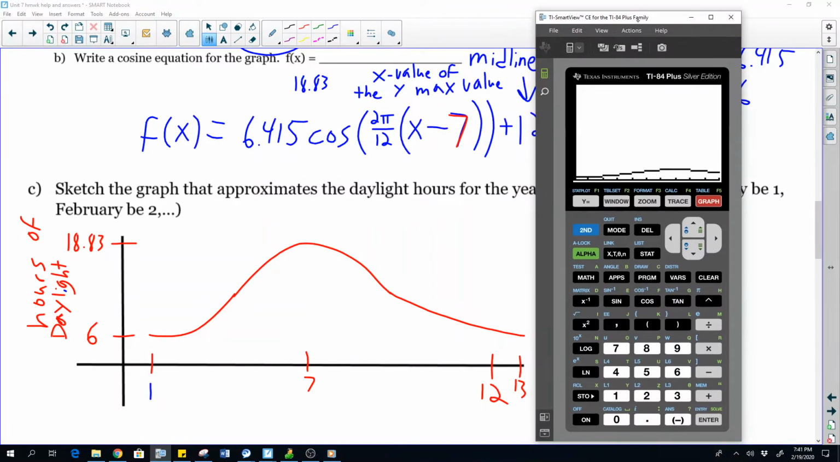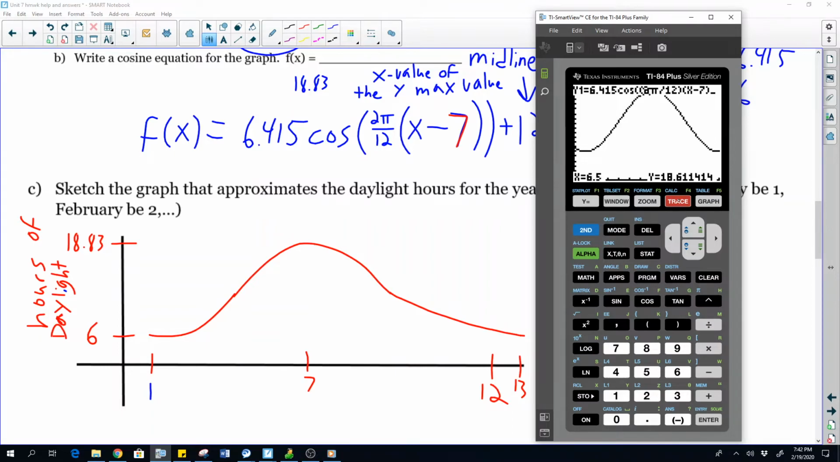Beautiful. Now when we graph it again, it's not necessarily going to work because we got to check ourselves before we wreck ourselves. We got to do the window. And so we are going to start at 0 maybe in January all the way up to 12 or maybe even 13. And then our y will start at 0, even though 6 is our minimum, and go all the way up to 18.83. Well, let's go up to 20. And there's our graph.